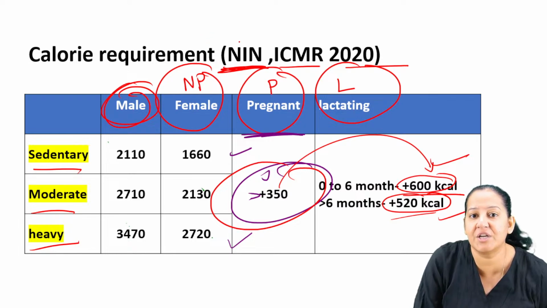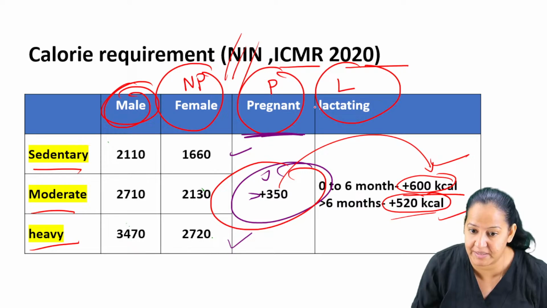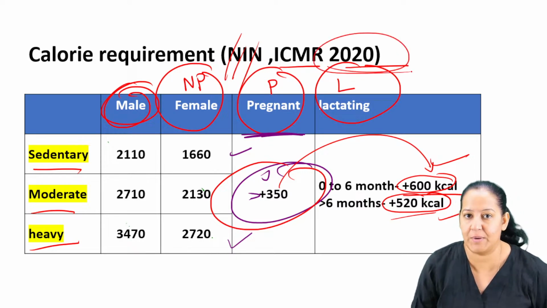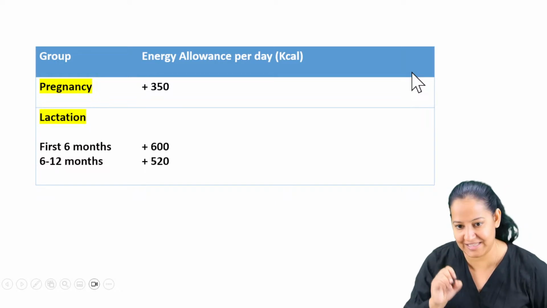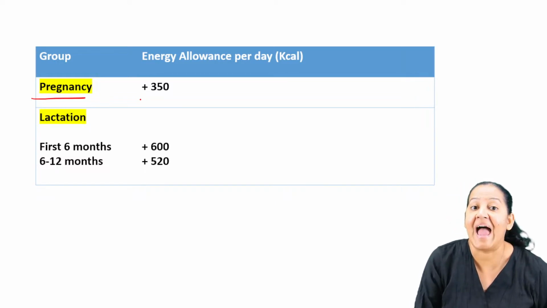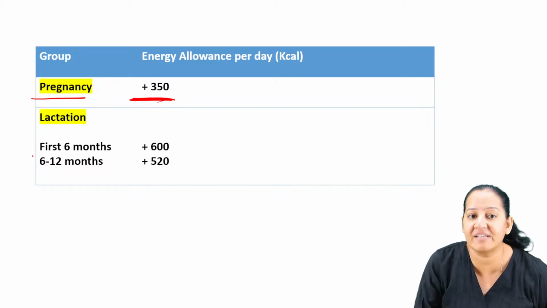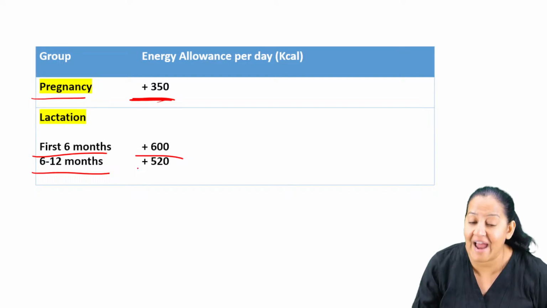Okay. So calorie requirement according to NIN. Okay, National Institute of Nutrition. What is NIN? National Institute of Nutrition. It's in Hyderabad. These are the latest guidelines 2020. NIN guidelines. Okay, got my point. It is the calorie requirement. So the same calorie requirement during pregnancy, additional 350, and during first 6 months of lactation, additional 600. During later 6 months of lactation, additional 520.